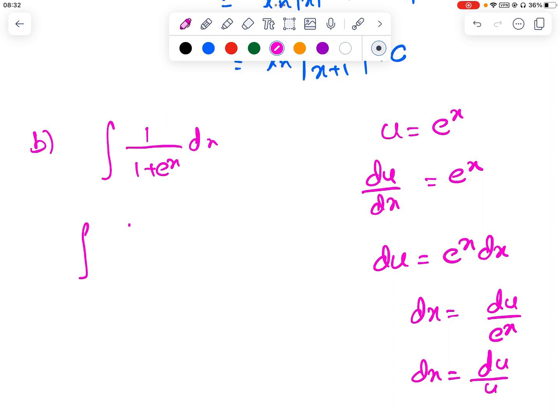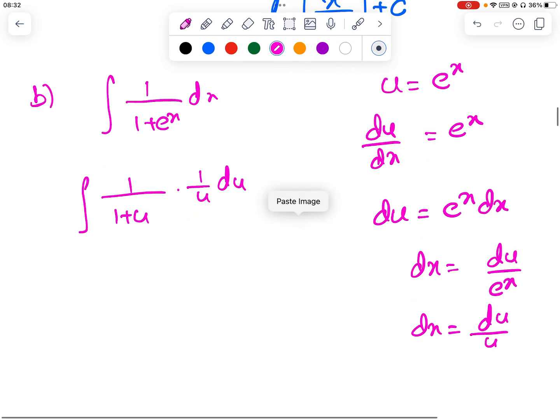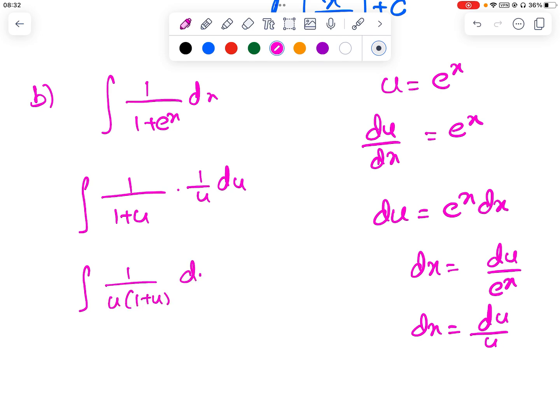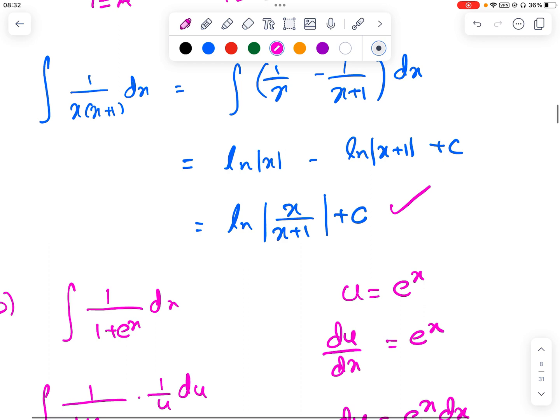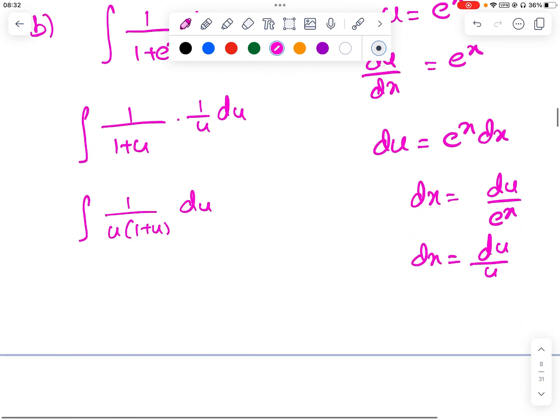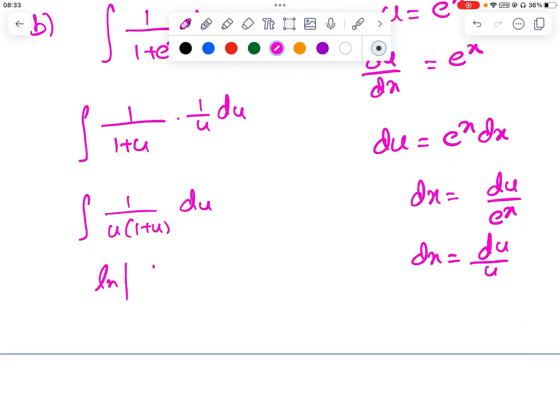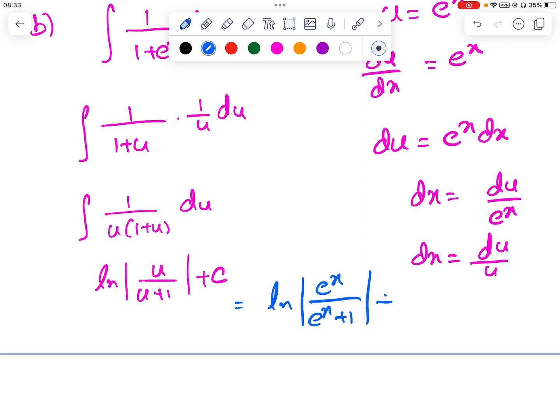Now plug in that one. What does it become? 1 upon 1 plus u times dx, which is nothing but 1 upon u du. So it becomes integral of 1 upon u times 1 plus u du. Just now we have done it in part 1. It is ln of x upon x plus 1, so ln of u upon u plus 1 plus c. But what is u? U is e power x. So ln of e power x upon e power x plus 1 plus c. This is going to be the answer.